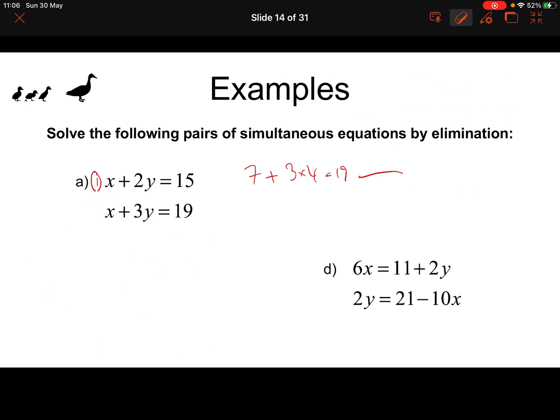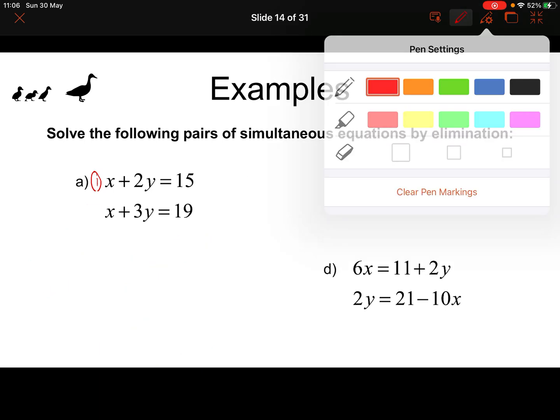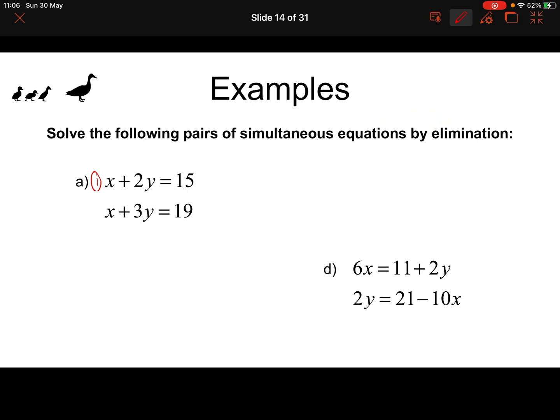Okay. Now, this next question here, 6x equals 11 plus 2y and 2y equals 21 minus 10x, looks more difficult simply because it doesn't look in the same format. But you can make it into the same format. I'm going to change it around. 6x minus 2y equals 11. And I'm going to take that 10x to the other side. So I'm going to get positive 10x plus 2y is equal to 21. Now I'm in a good position.